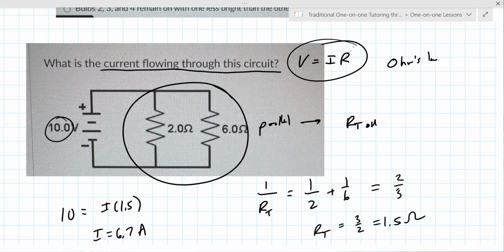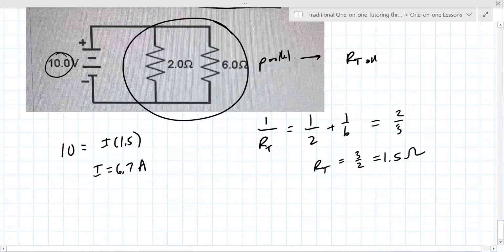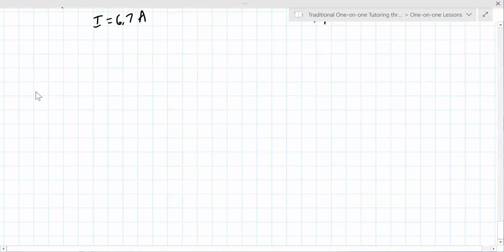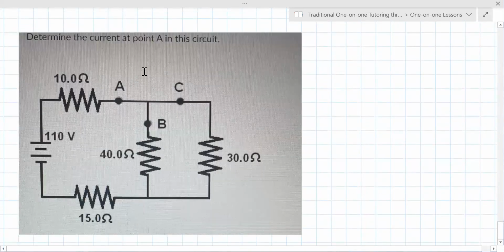Okay, so it looks like the next few questions are getting a little more involved here. We'll do our best. These are definitely overwhelming the first time you see them. Okay, determine the current at point A in this circuit.